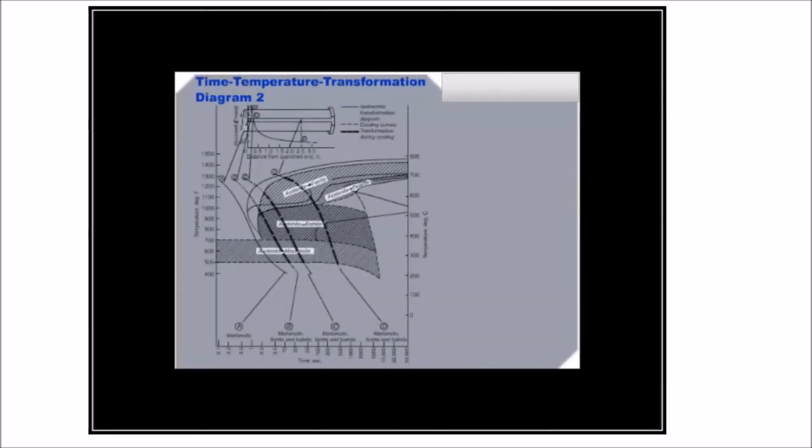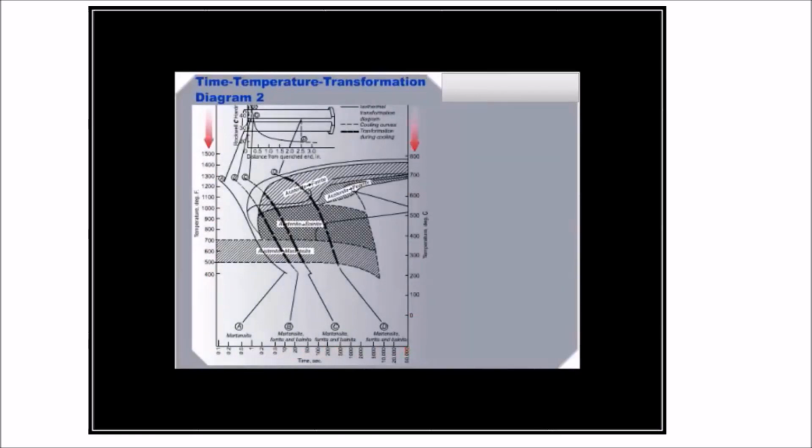This diagram shows the microstructural products as a function of both temperature and time. Various cooling rates are shown to illustrate how the diagram is used. The resulting transformation products depend on the regions through which the cooling curves pass, and the amount of time it takes for the cooling curves to pass through those regions.